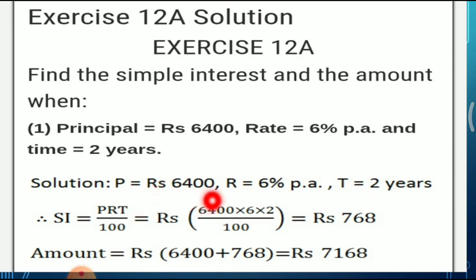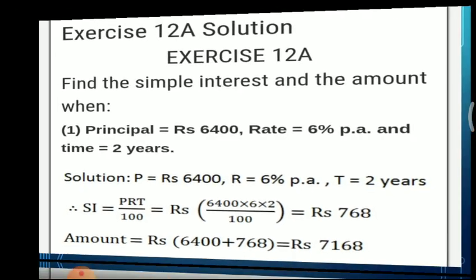P means 6400 multiplied by 6 multiplied by 2 divided by 100. 20 and 20 will cancel here. Answer is 768. Then amount is equal to P plus SI, meaning 6400 plus 768. Answer is 7168 rupees. Is that clear, student?